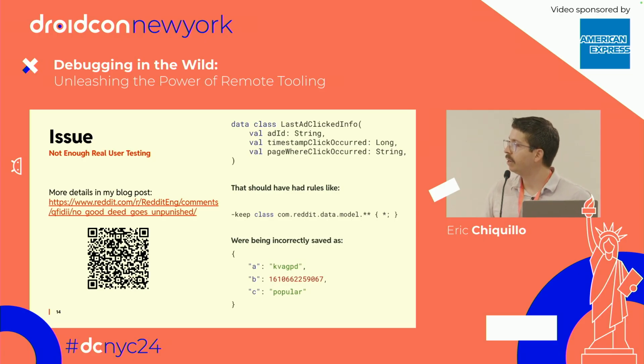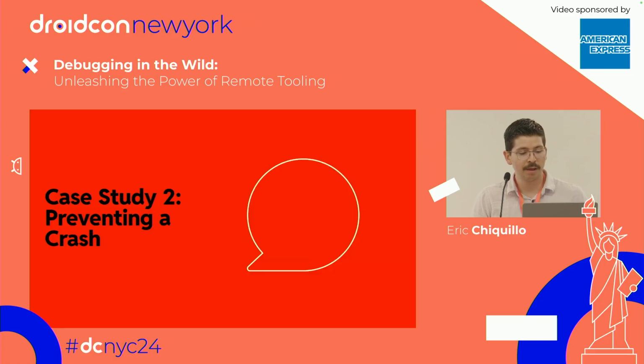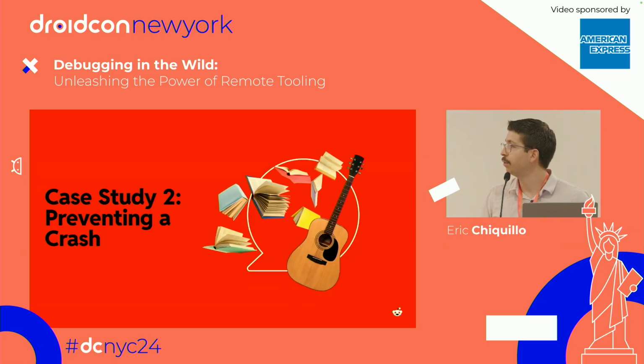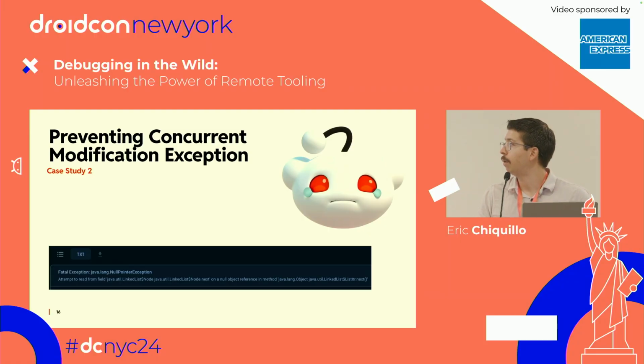If you want more info on how I did it, I wrote a blog post a couple years ago, so I won't go into it this time. But yeah, I fixed this crash and then I moved on to our next case study, which was preventing a different crash. We had this concurrent modification exception in the Reddit app.